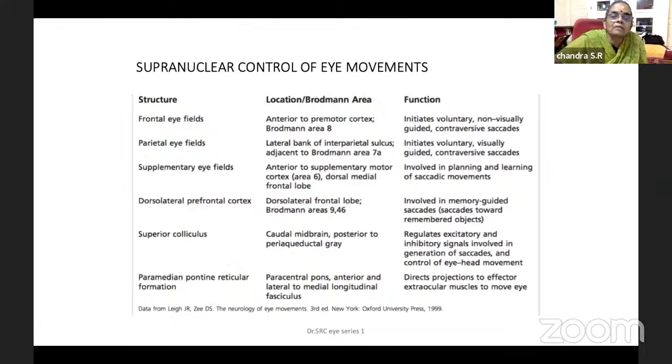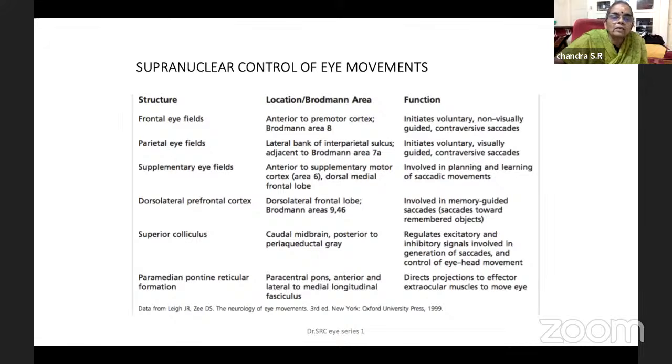And the supplementary eye field, anterior to the supplementary motor cortex, that is area 6, in the dorsal medial frontal lobe, is involved in planning and learning of saccadic movements. So in the frontal lobe, you have the frontal eye field and the supplementary eye field, area 6. And the parietal field, in the banks of the parietal lobe, is mainly for anti-saccades, contraversive saccades and visually guided saccades.